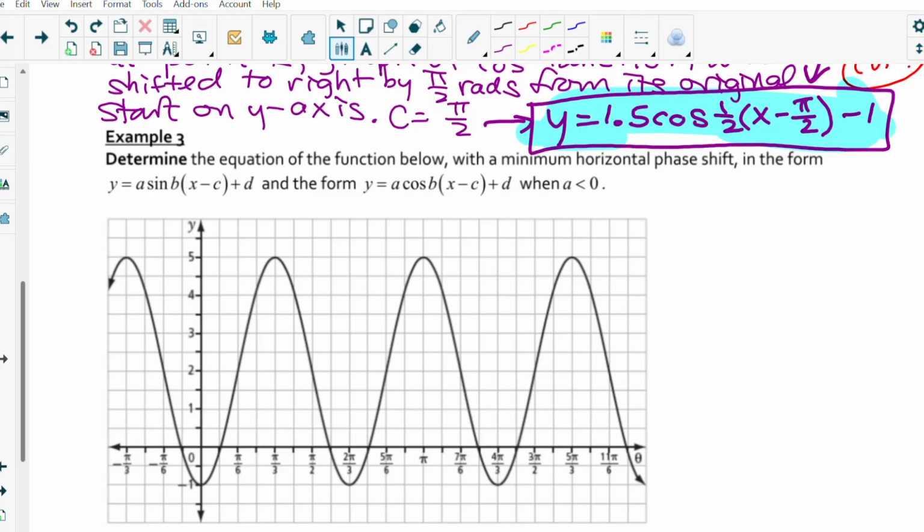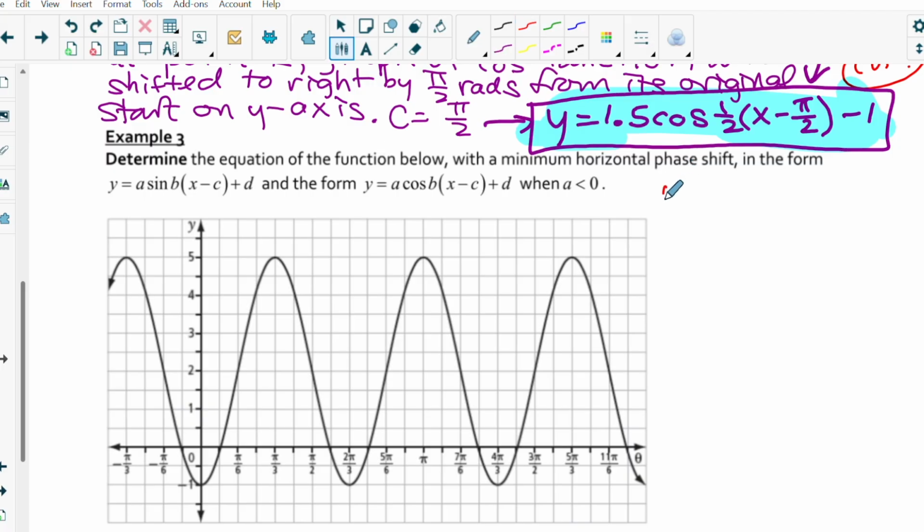Okay, example 3. Another example. Determine the equation of the function below with a minimum horizontal phase shift in the form y equals a sine of b times x minus c plus d, and the form y equals a cosine of b x minus c plus d when a is less than 0. This a is when a is negative for both, okay? So let us begin here.